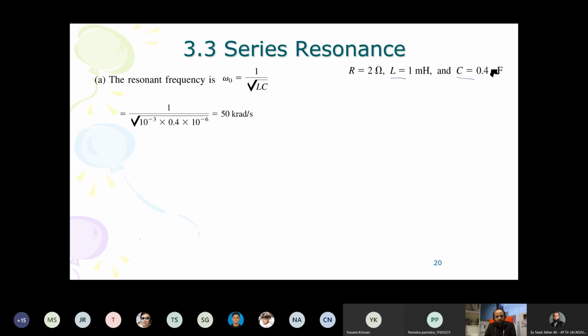What should be the half power frequency? Yes or no? I'm asking yes or no. Should it be 25 kiloradian per second? Yes or no? Half power frequency. Answer, please.